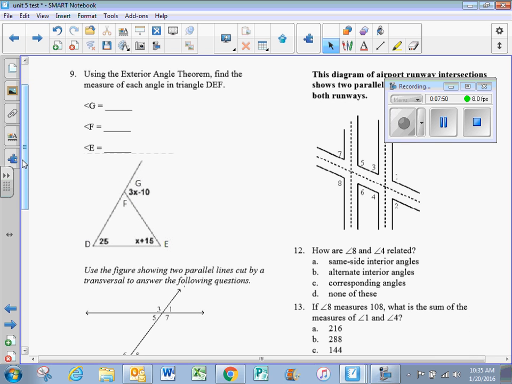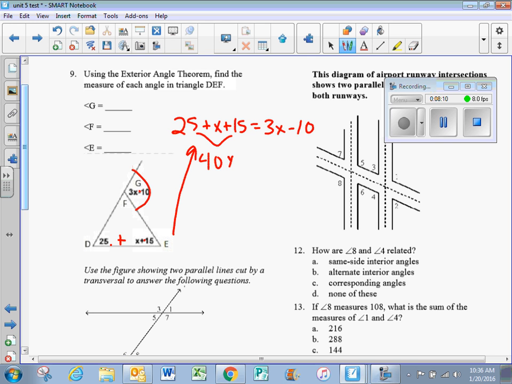The exterior angle theorem says this angle is equal to the sum of these two angles. Right? Put that in our notes. We had some good things in our toolkit on that. So what that means is 25 plus x plus 15 is 3x minus 10. Doesn't that what it says? This plus this equals that. Put it right there. Solve for x by simplifying.